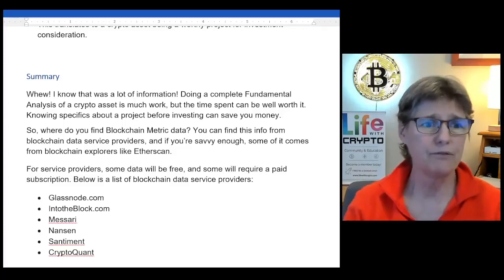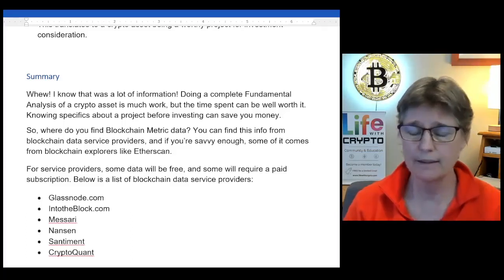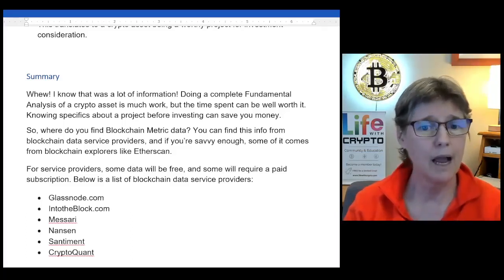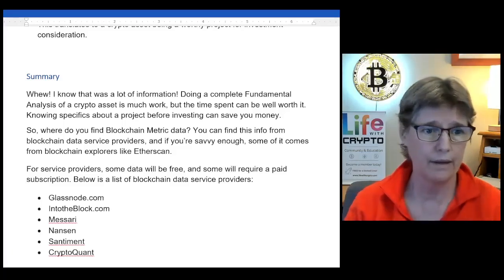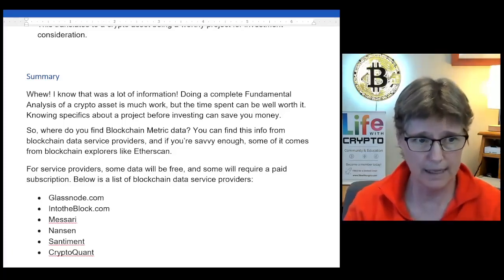But doing complete fundamental analysis of a crypto asset is a great deal of work, but the time spent can be well worth it. Knowing specifics about a project before investing can save you money.